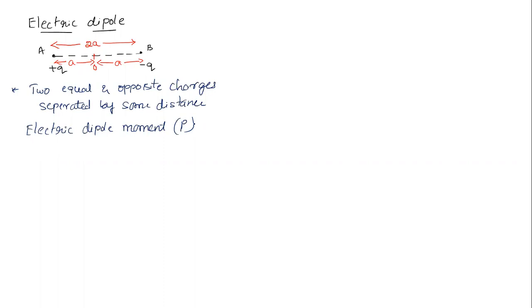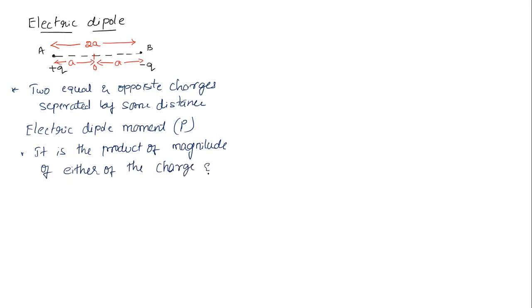So what is electric dipole moment, sir? It is nothing but the product of the magnitude of either of the charges and the distance between them. That is what we call electric dipole moment.